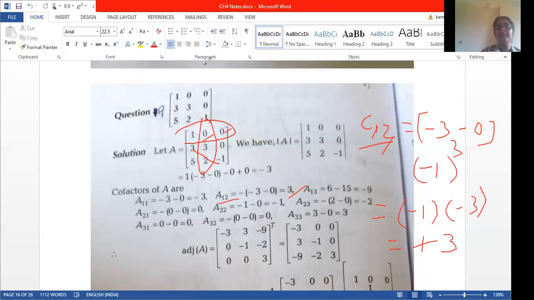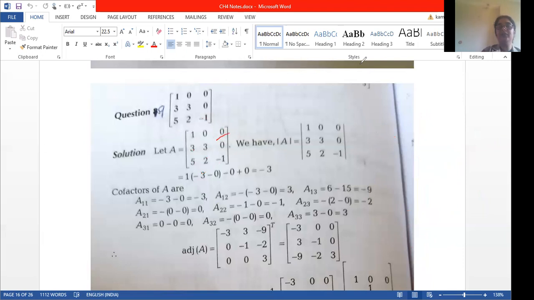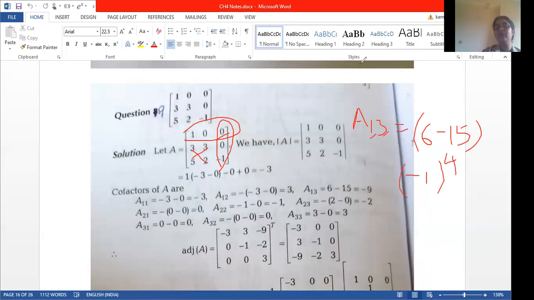Same way we'll calculate C13. Leaving this column and this row, we are left with 3 twos are 6 minus 5 threes are 15, times -1 to the power of 1 plus 3, that is 4. So 6 minus 15 will be -9, and -1 to the power of 4 is 1 only, so it will be -9. Is it clear? Here also C13 is coming out to be -9.